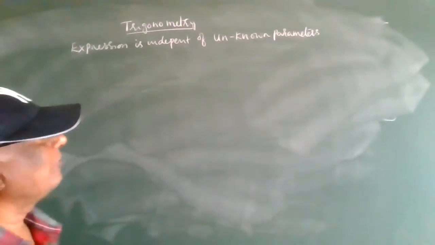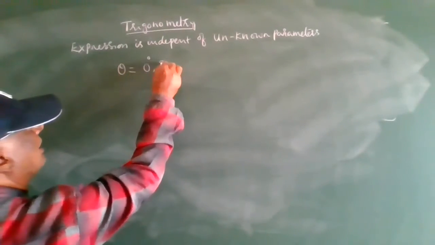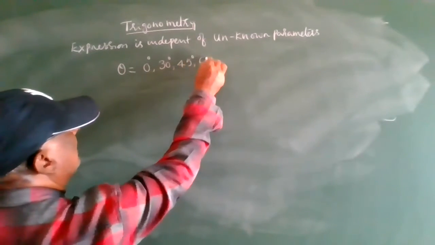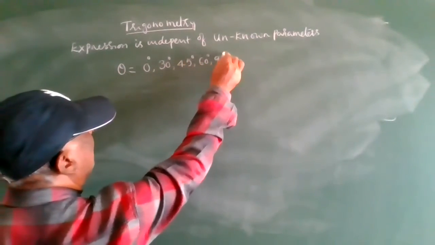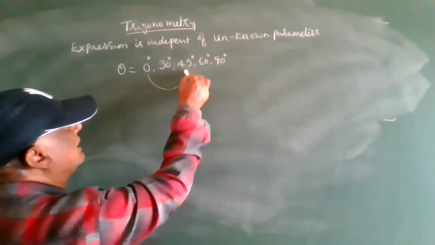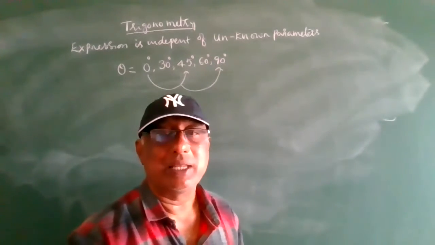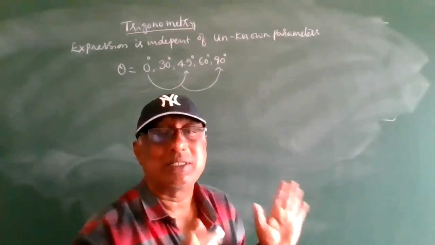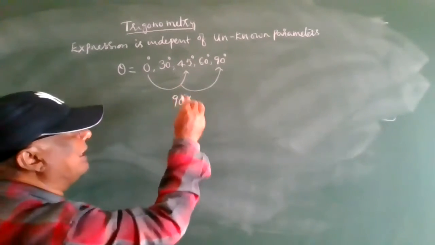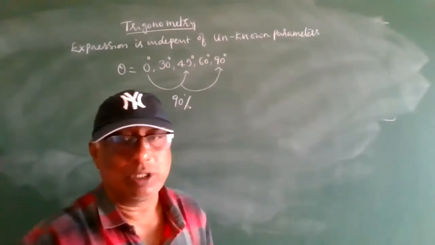In place of theta we can substitute 0 degrees or 30 degrees or 45 degrees or 60 degrees or 90 degrees. 90% of the questions can be solved with 0 degrees, 45 degrees and 90 degrees. 90% of the questions are solved by these three values only. I will do the problems.